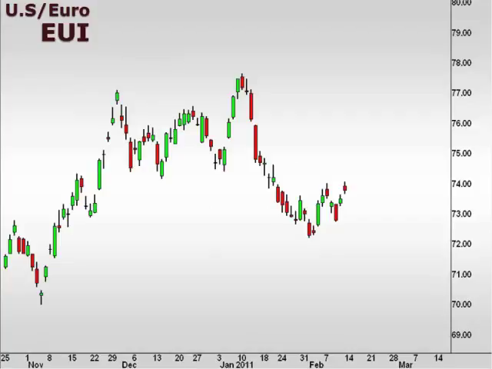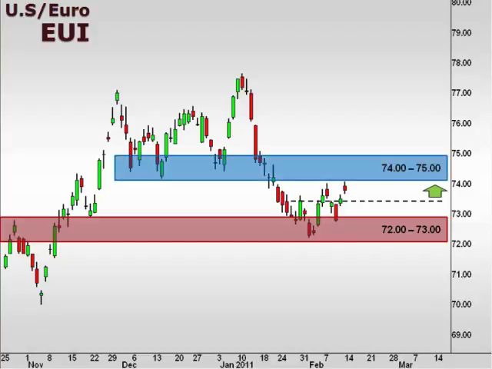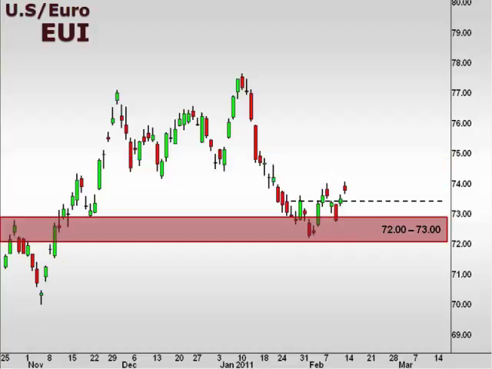Let's take a look at the EUI, the U.S. versus the Euro. The EUI held support at 72.73, and after a midweek retracement, broke back above our pivot point of 73.5. Now, this move is likely to extend into our 74.75 focal zone.